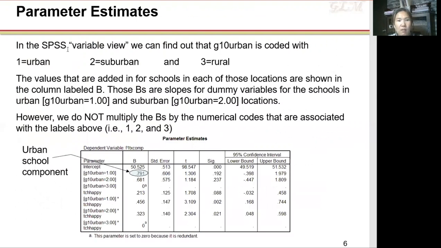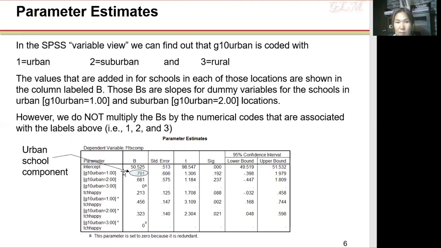All right, in the SPSS variable view, SPSS data format, you have two tabs on the bottom, one is a data view, the other is a variable view, right? Once you click the variable view, you can find out G10 is coded as 3 different categories. The values that are added in for schools in each of those locations are shown in the column labeled B. So column B is the unstandardized coefficients, the unstandardized slope coefficients.